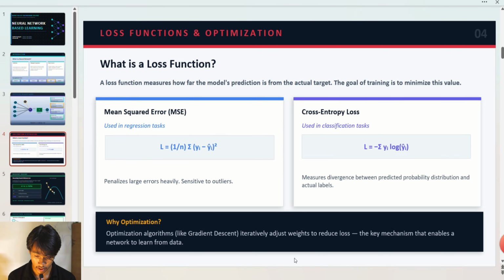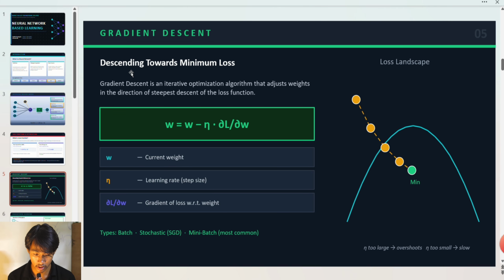Now moving to the next slide called gradient descent. This is the equation. Now here the question is how do we reduce the loss? The answer is gradient descent. It is an optimization algorithm that updates the weights to minimize the loss. The formula is given here where w is the current weight and eta is the learning rate or step size, and this is the gradient of the loss with respect to the weight.